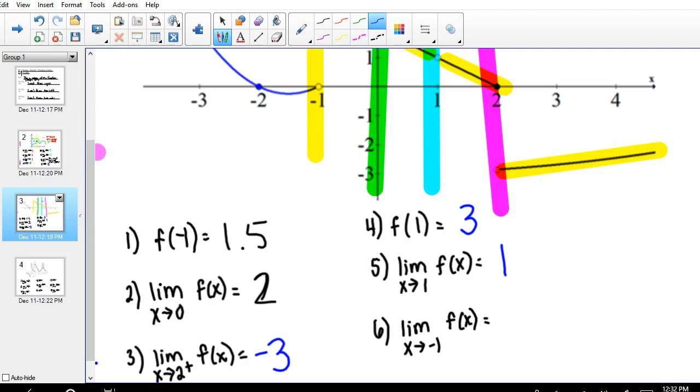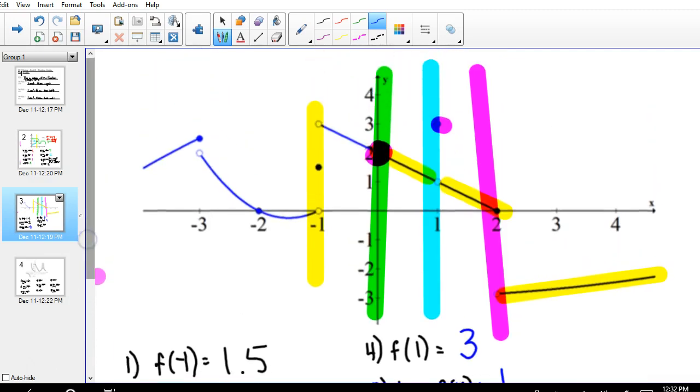And then our last one is the limit as x approaches -1 of f of x. So -1 we had actually already highlighted here. It's in yellow, that vertical line highlighted in yellow. From the right, as we approach, what y value do we approach? Okay, so if we're approaching -1 from the right, what y value do we approach? We're going to this point right here, which has a y coordinate of 3, right?